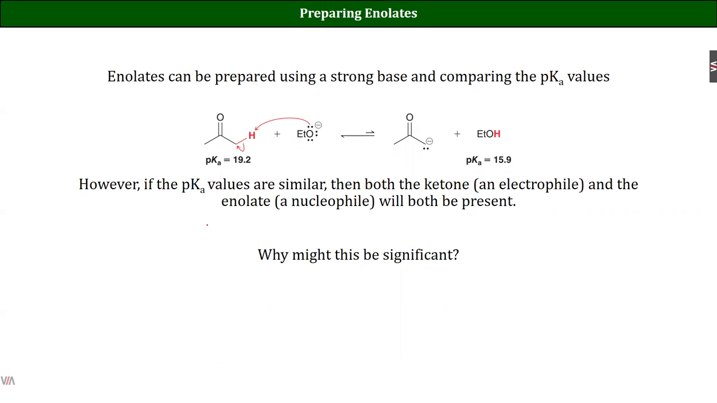If our pKa values are similar, then you wind up with both forms, both the ketone and the enolates present at the same time. So if you have a nucleophile and electrophile present at the same time, what happens? Yeah, and so what would that look like? What part of the nucleophile is going to be attacking what part of the electrophile?